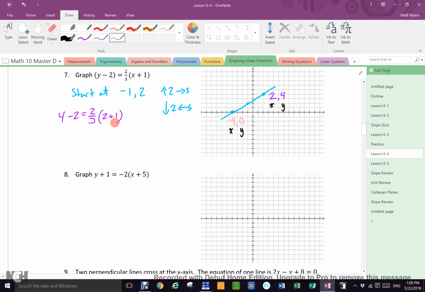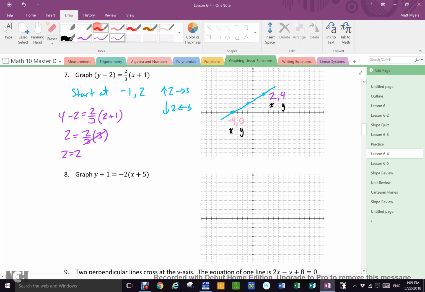2 plus 1, correct? What is 4 minus 2? 2. What is 2 plus 1? 3. What happens with the 3's here? They cancel. Does 2 equal 2? So is that point on the line? Did we graph it correctly?